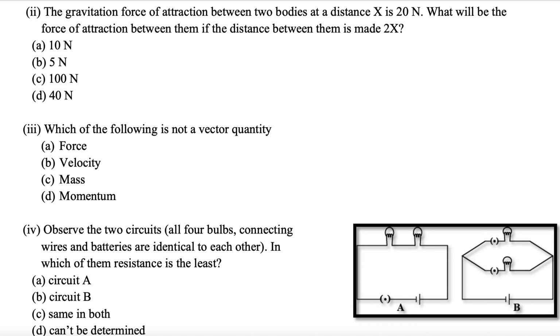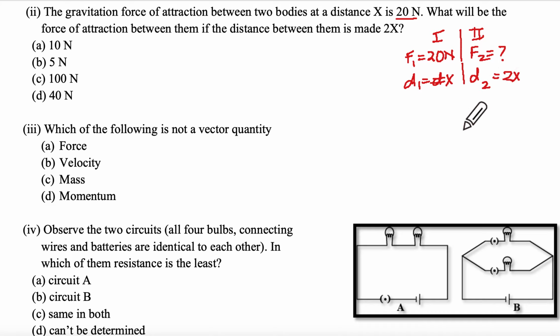Read. The gravitation, the force of attraction between two bodies at a distance x is 20 Newton. What will be the force of attraction between them if the distance between them is made 2x? You know how to do this, right? Case 1 and case 2. So your F1 is equal to 20 Newton. What will be F2 if the distance D1 is equal to x, and D2 will be equal to 2x. Oops, here you have to write x, because they've given it as x distance and here 2x distance.